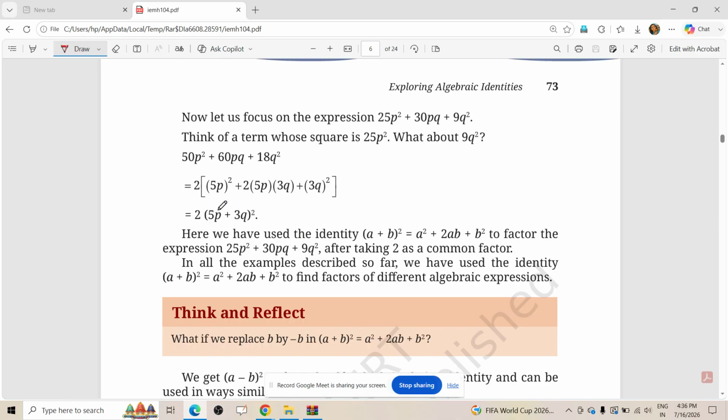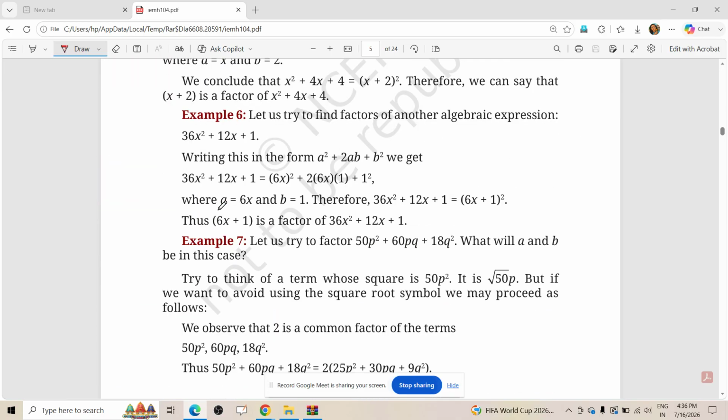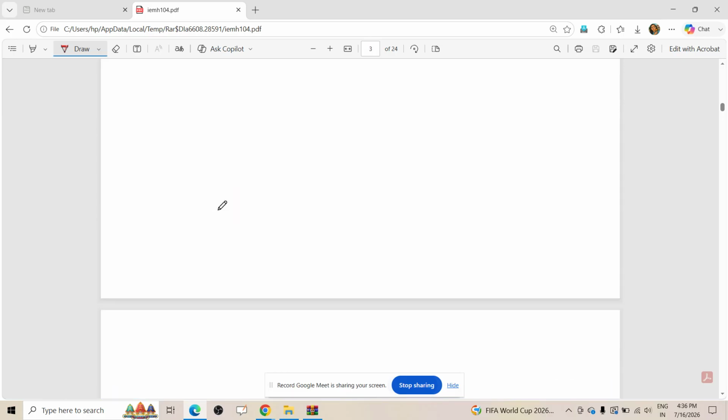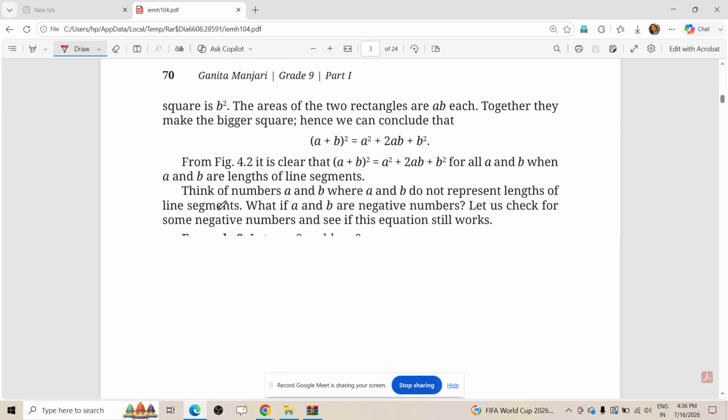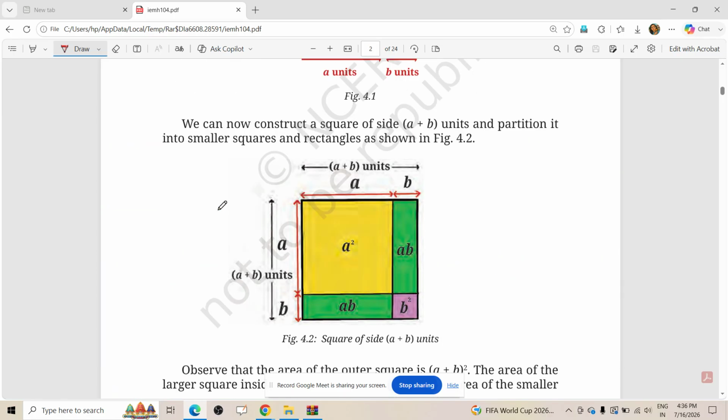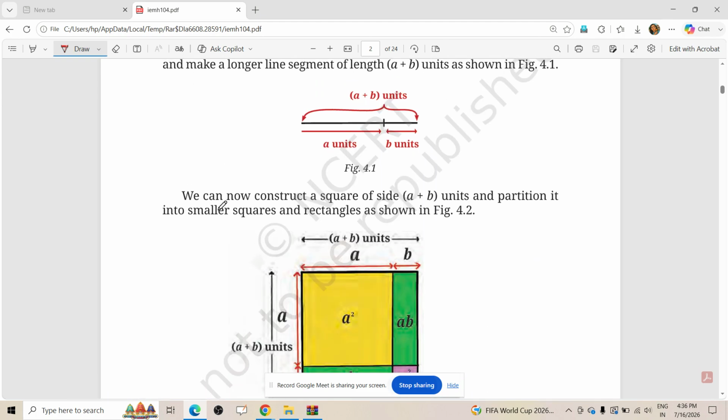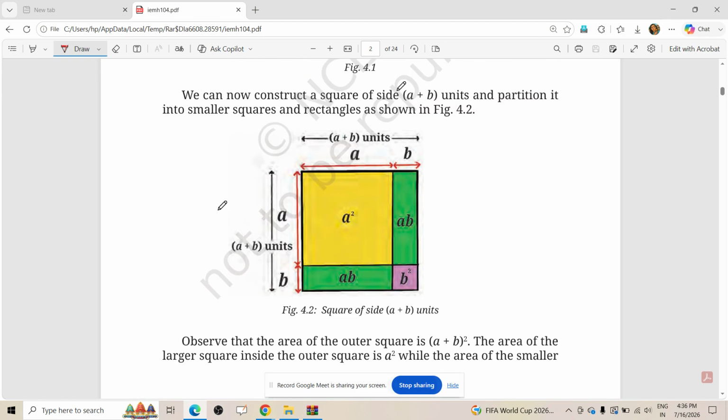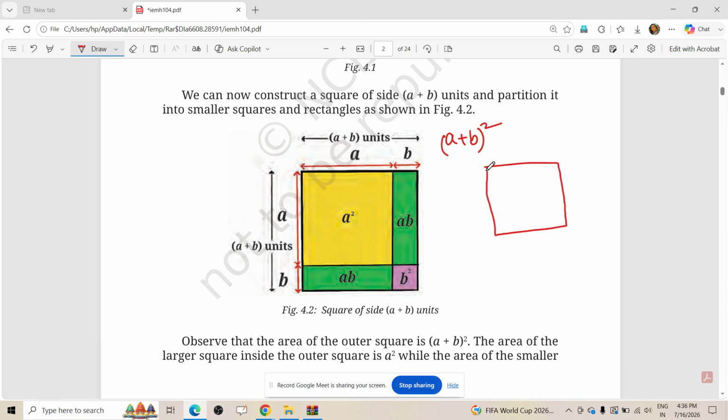So how did the formula come? That's what you want to know. Okay. A plus B whole square. So this is how we visualize (a plus b) whole square. See, we are taking a square of length a plus b units. Let's say it is a square. Its length is a plus b unit, right?